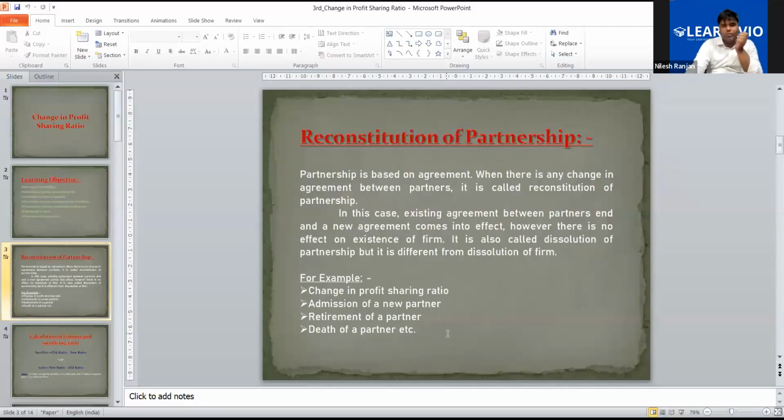This is the meaning of one more thing. Actually, for example, you can say there is a total of 4 items written here. Means in these situations there will be a reconstitution. All these situations are part of reconstitution. One is change in profit sharing ratio. The second is admission of a new partner, and the third one is retirement of a partner. The last one is death of a partner. All these are part of reconstitution. Now, please write this.